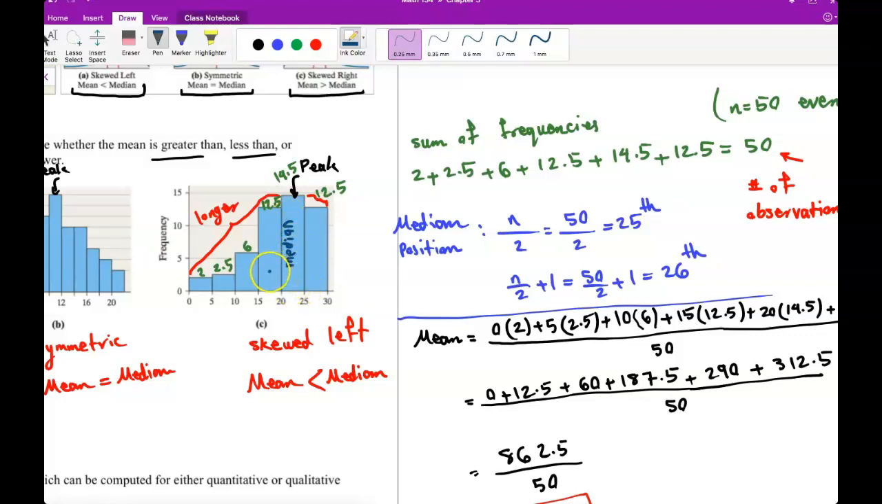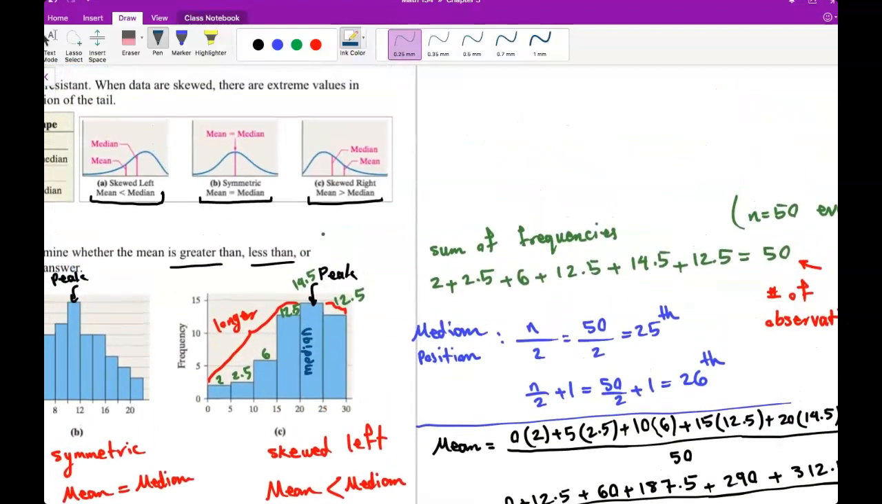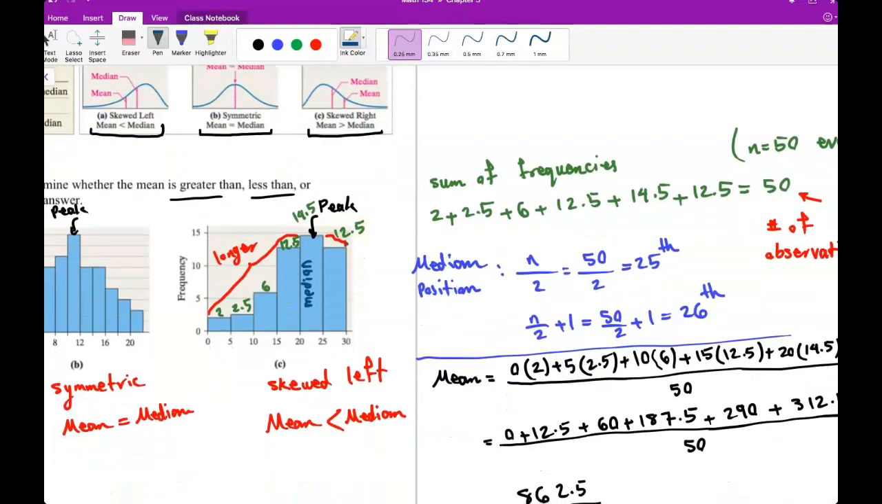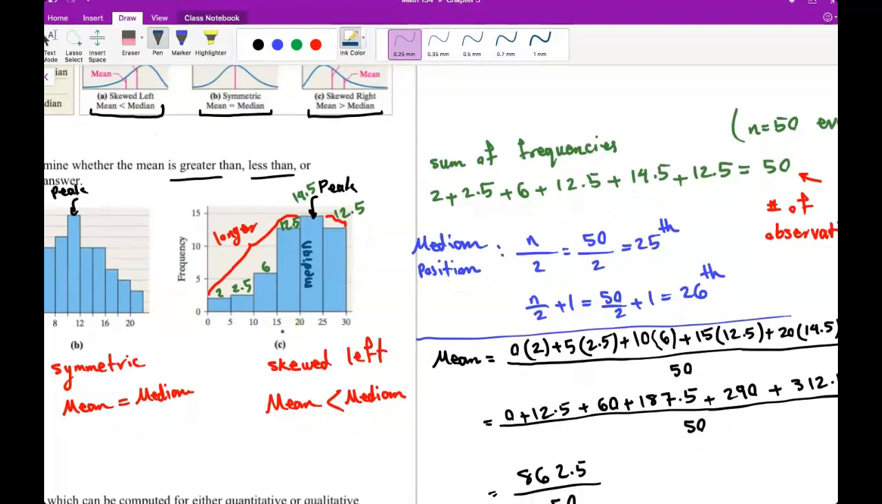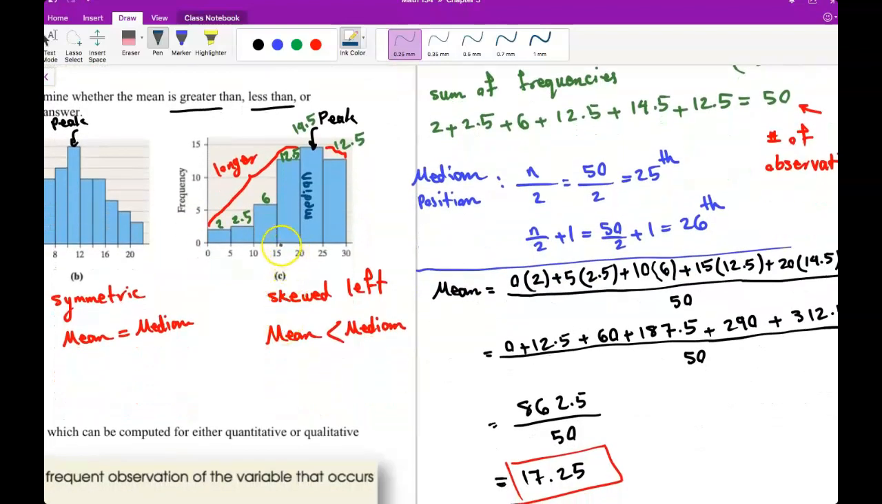Our median is here, and our mean based on what we have here is, see, we have in between. Yeah, approximately in between. So it should be somewhere here in between, and that is 17.25. Okay, so it should be there. Here is our mean. And mean is less than median. So mean is less than median.